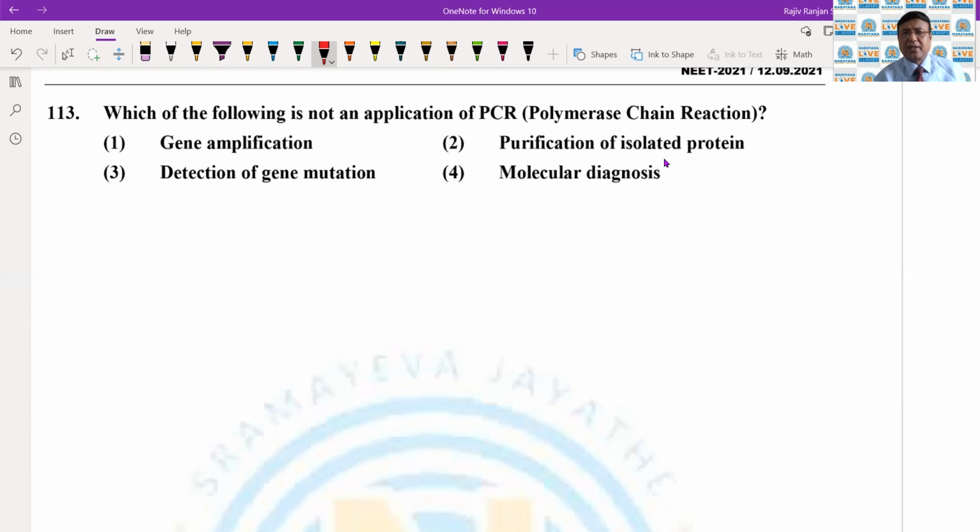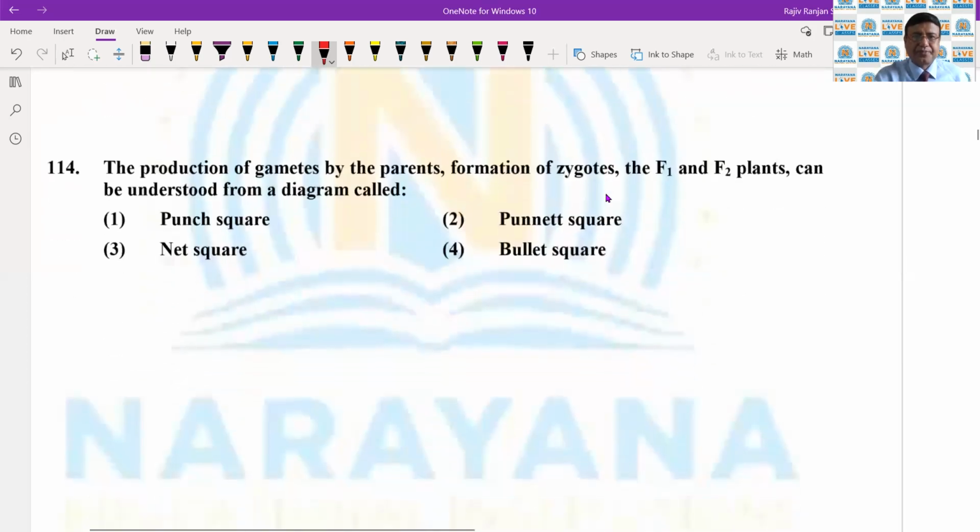However, purification of isolated protein is completely out of the application of PCR. Actually, PCR is never used for purification of isolated protein, because PCR deals with DNA and not with protein. So here the correct option is the purification of isolated protein. These three, gene amplification, detection of gene mutation, and molecular diagnosis, are the functions of polymerase chain reaction. So let's now see question number 114.